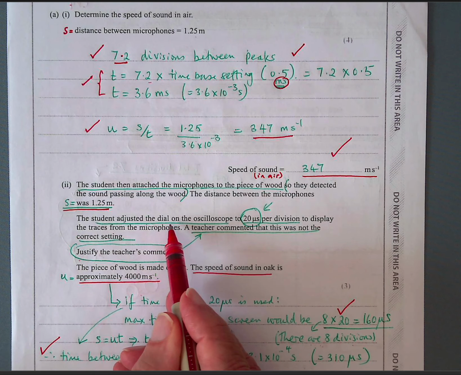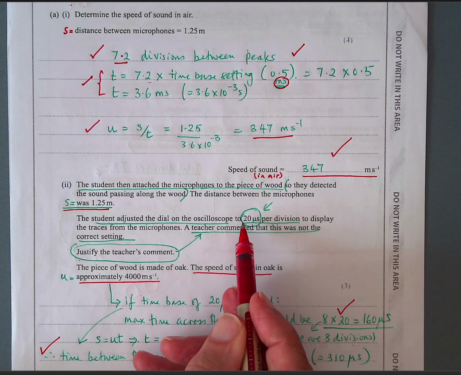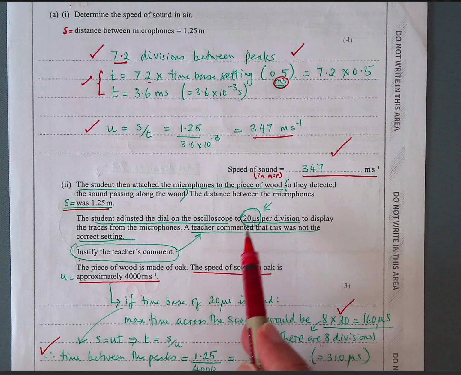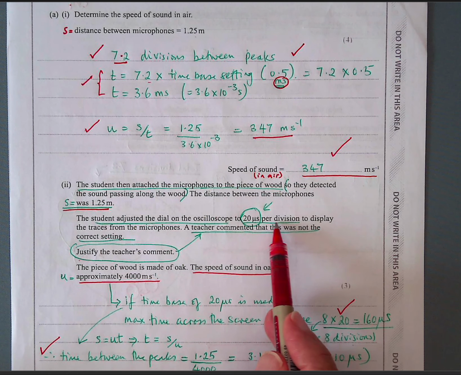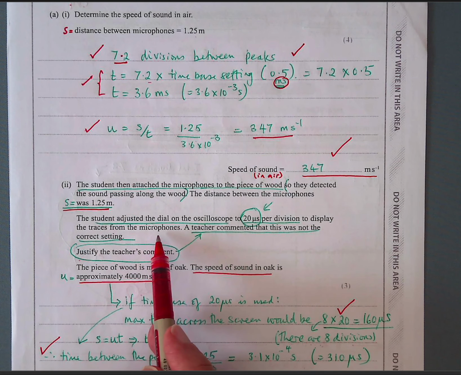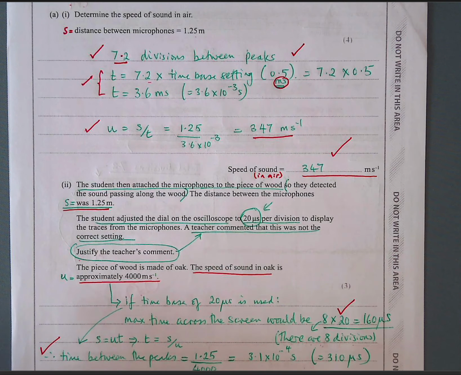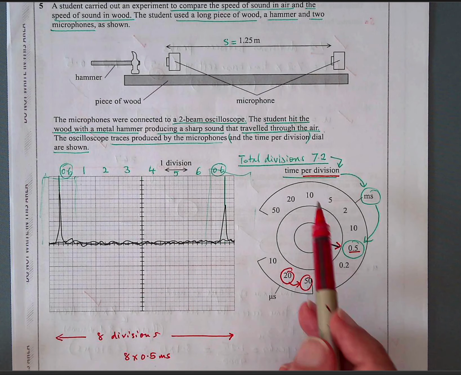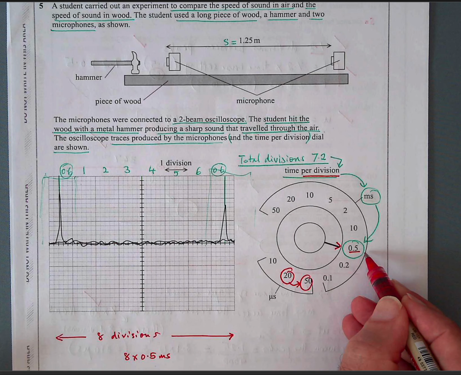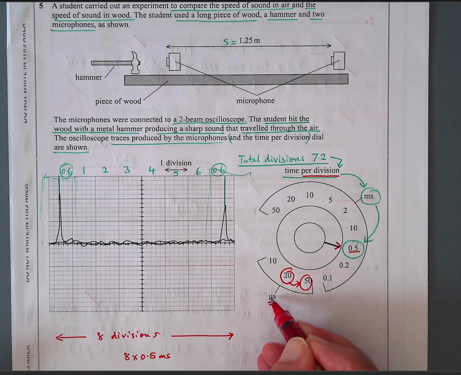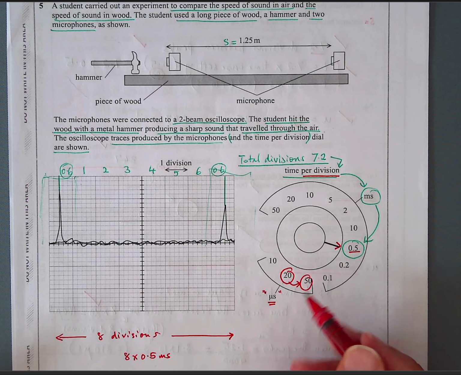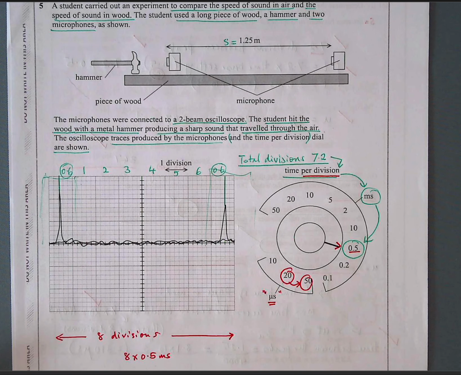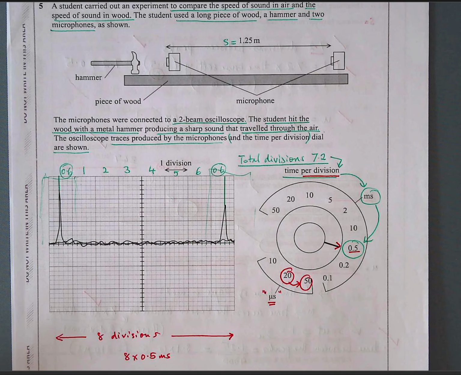The student adjusted the dial on the oscilloscope. Remember, before it was on 0.5 milliseconds. He's adjusted it to 20 microseconds per division to display the traces from the microphones. So if we look at the time base here, he's changed it from 0.5 milliseconds to the microseconds setting. I often get Year 12 students asking me if they have to remember what micro and milli and all the prefixes mean. Yes, you do need to know all the common prefixes.